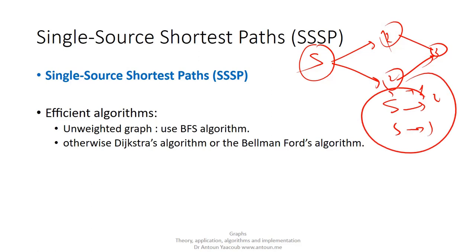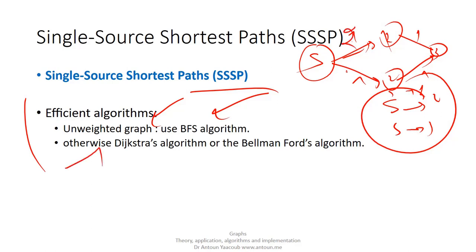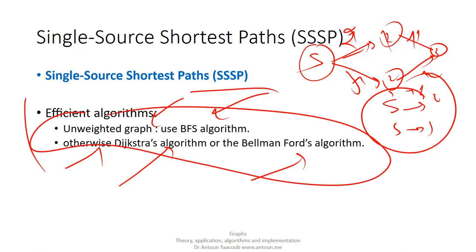The problem is called the single source shortest path problem, SSSP, on a weighted graph. There are efficient algorithms to solve this problem. If the graph is unweighted, for example if there are no weights here, we assume that it's 1, so we can apply the BFS algorithm. We'll see it in a while. Otherwise, if there are weights here, BFS can't work, so we can apply either Dijkstra's algorithm or the Bellman-Ford algorithm. This is our intention here, so we'll be covering those three ways.